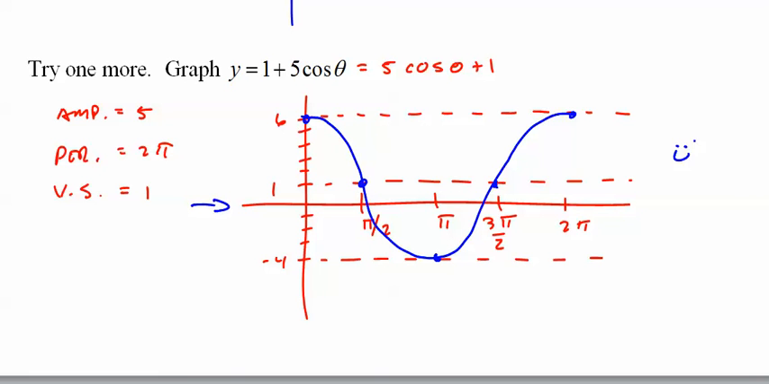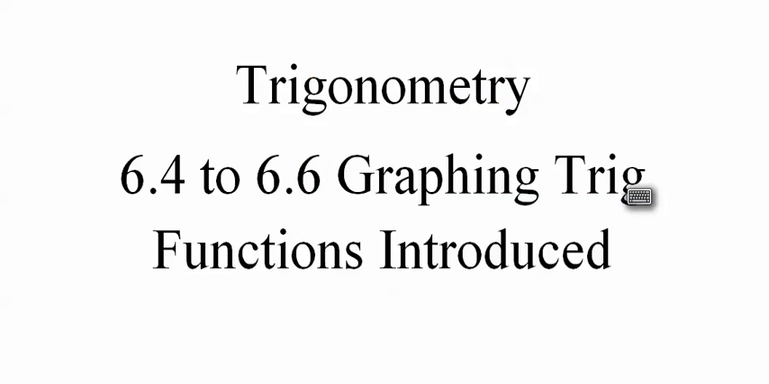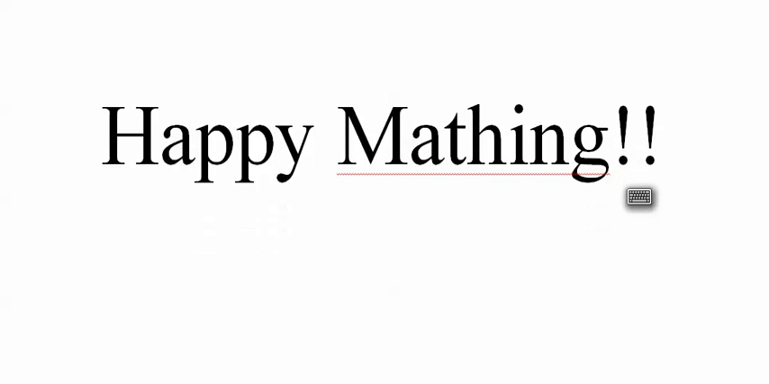Put a little smiley face off to the side. That's it for now. We have 2 more lessons on graphing to do. So get this down, and as always, happy mathing.